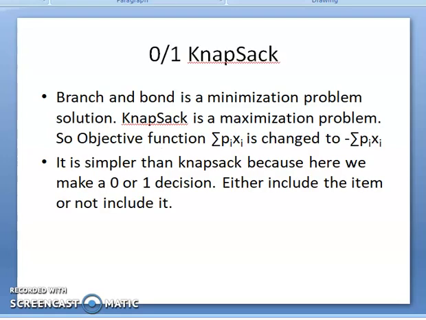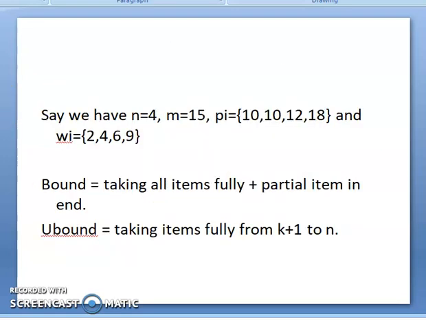In the knapsack example, I have 4 elements and the capacity of the bag is 15. The profits are 10, 10, 12, 18 for the different items, and the weights are 2, 4, 6 and 9. Now in branch and bound, I will be taking 2 measures. There is a bound which will take all items fully plus the partial item at the end, and there is a U-bound which will take only full items, with no partial items included. So there is an upper bound and a bound.